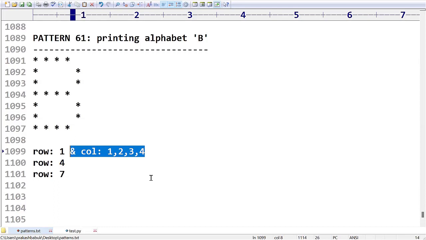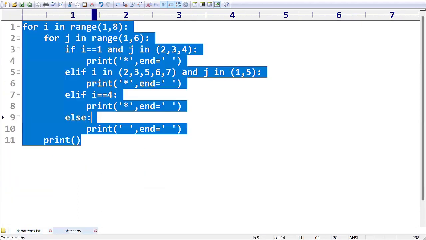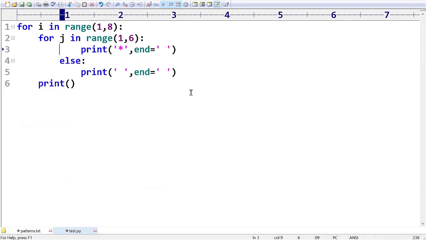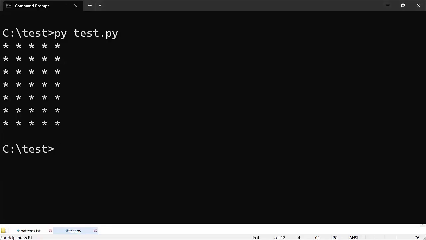Sir, I have to repeat this process even for the first row, fourth row, and seventh row, right? Yes. Sir, let me convert up to this. So here I'm going to take printing of all the stars first. You can see we are getting a total 7 by 5 matrix.